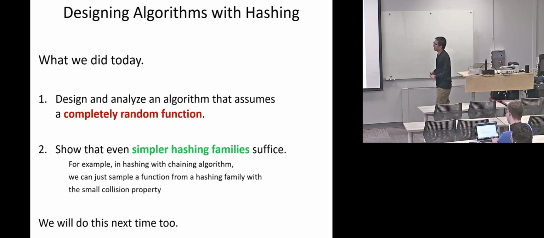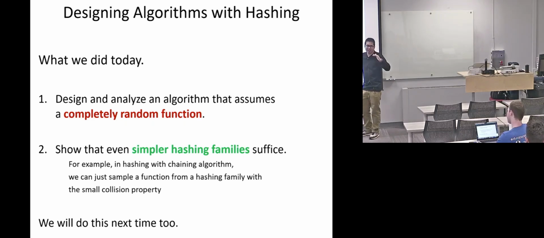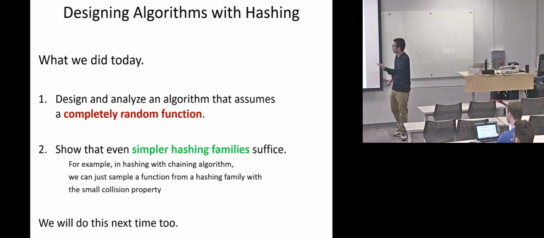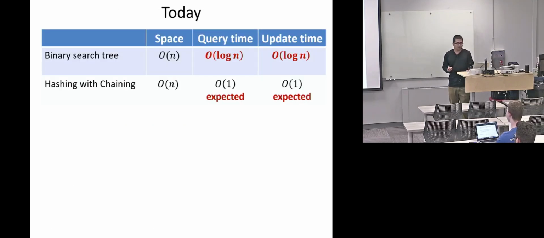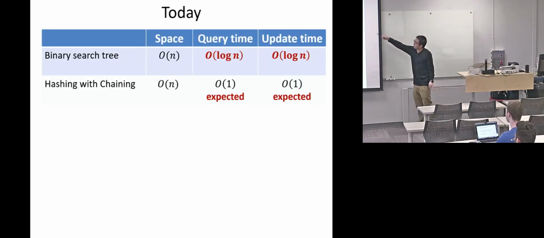We learned some basics of probability, and you see this paradigm that we will do again next time, on Thursday too: design an algorithm that assumes a completely random function first, and then try to replace that random function with a more efficient one. Okay. And so we learned this today. It improves upon binary search trees.